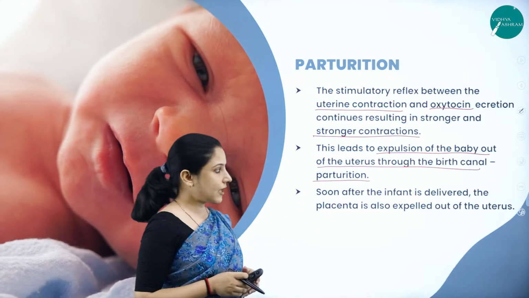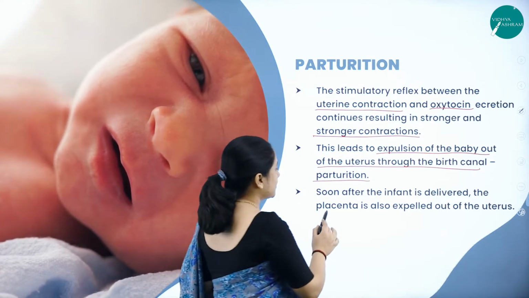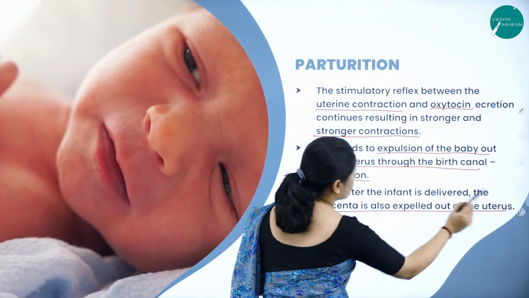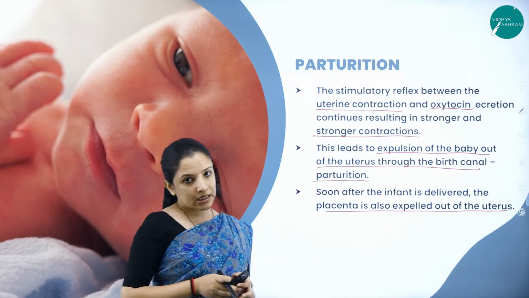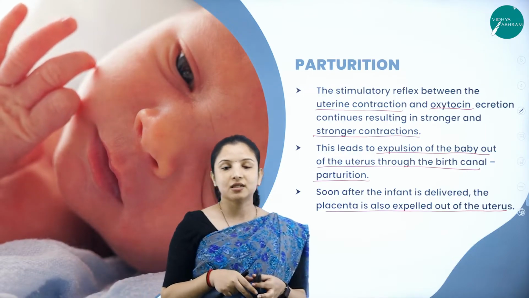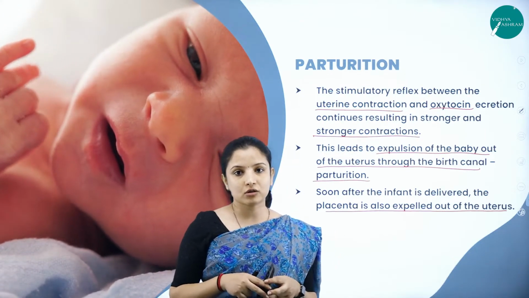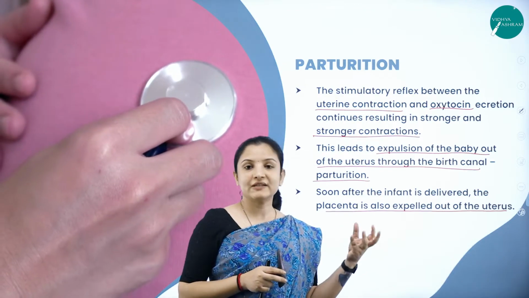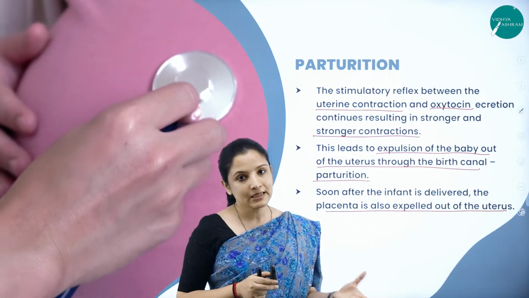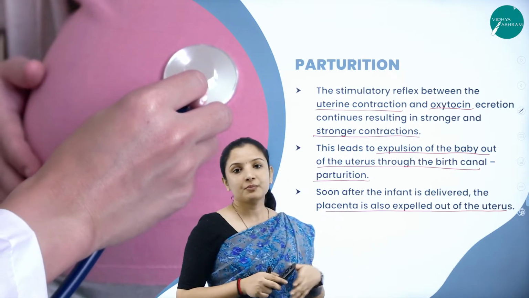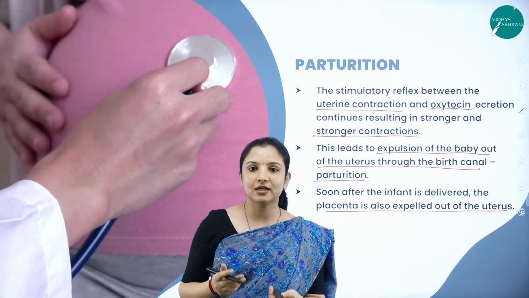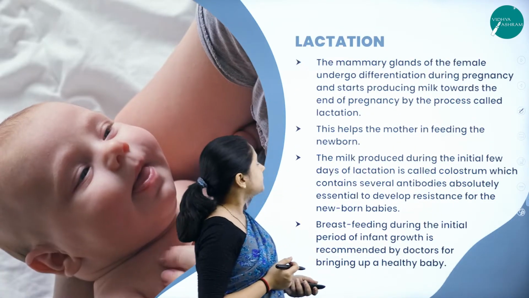And once the infant is delivered, the placenta is also expelled out of the uterus along with the infant, and the umbilical cord is cut by the doctors, which leaves a small hole called the belly button. So this is how the parturition process occurs in the case of human beings.